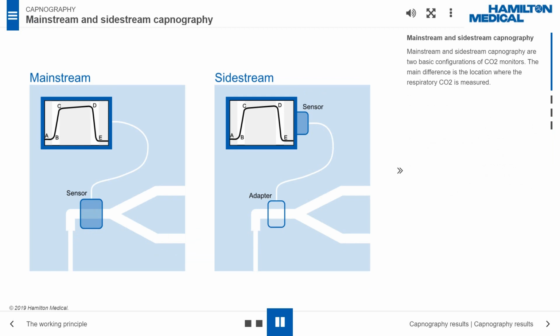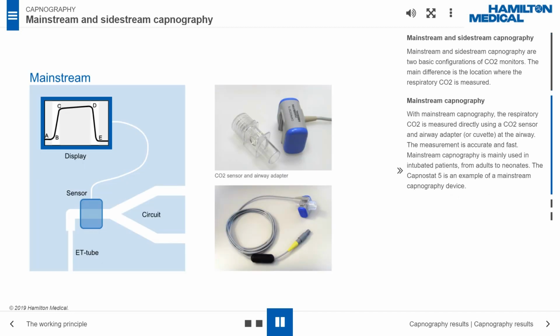Mainstream and Sidestream Capnography. Mainstream and Sidestream Capnography are two basic configurations of CO2 monitors. The main difference is the location where the respiratory CO2 is measured. Mainstream Capnography. With mainstream capnography, the respiratory CO2 is measured directly using a CO2 sensor and airway adapter, or cuvette, at the airway. The measurement is accurate and fast. Mainstream capnography is mainly used in intubated patients, from adults to neonates. The Capnostat 5 is an example of a mainstream capnography device.